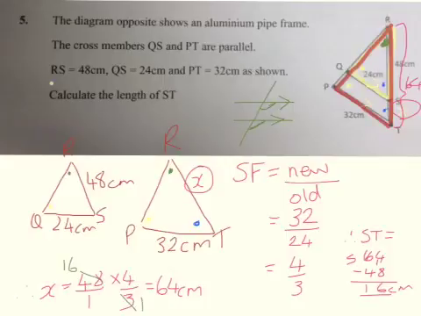So we can see that similarity can come in many different forms, and sometimes you need to do a wee bit of problem solving with it as well. When we're doing similarity questions, we just need to ensure that the angles are the same. Hopefully this was quite helpful for you. Thank you.